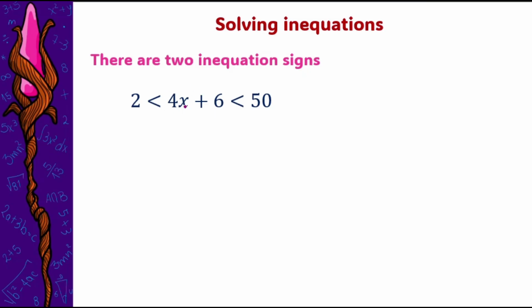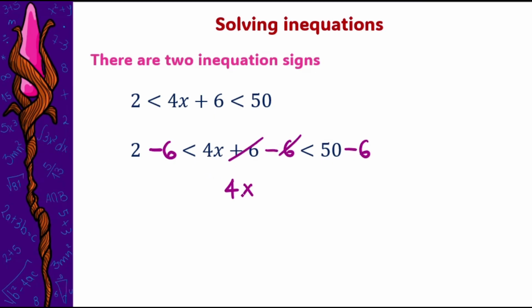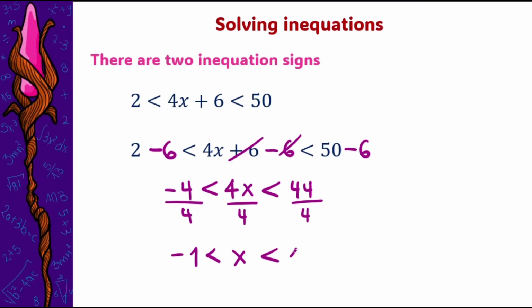In this case, we want to leave the x in the middle, so we are going to subtract 6 on the three sides. So we could cancel it here, so it's going to be 4x has to be bigger than -4 and smaller than 44. And finally, we can divide by 4. So -1 is smaller than x, which is smaller than 11. So that means the solution of this is going to be the numbers between -1 and 11.